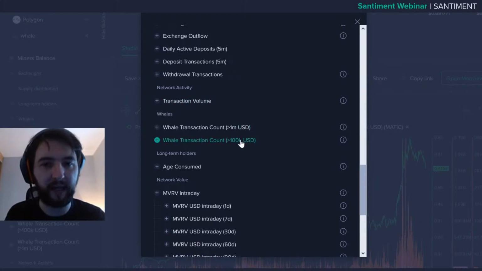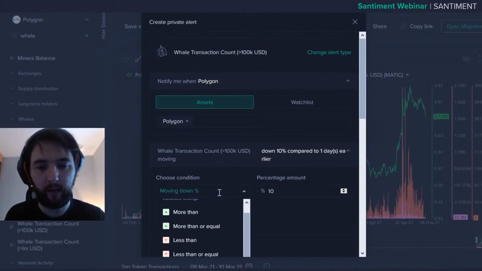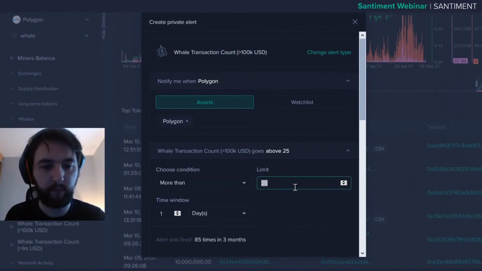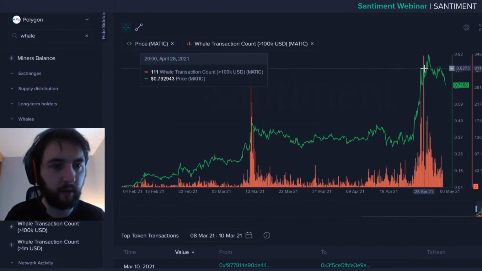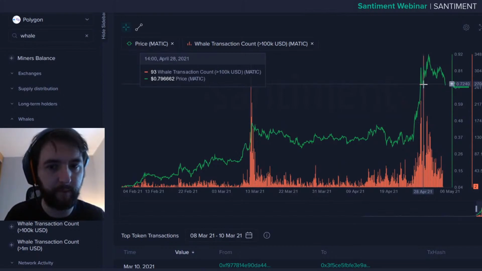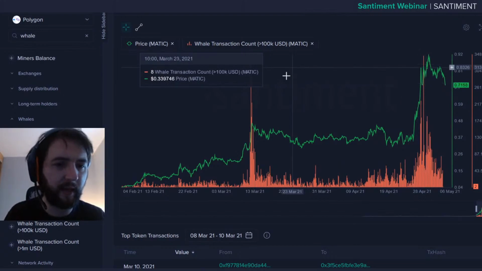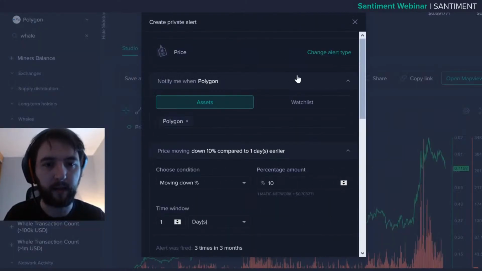Here you can set up alerts for basically any of our on-chain metrics, including whale transaction count. So I can say, okay, let me know the next time that the whale transaction count for Matic is more than 150. Actually, let's do it properly. So the big spike was here. It was 180, 320. This was above 93, 111. So I think anything above like 100 would probably be something worth paying attention to. Maybe 150 here.